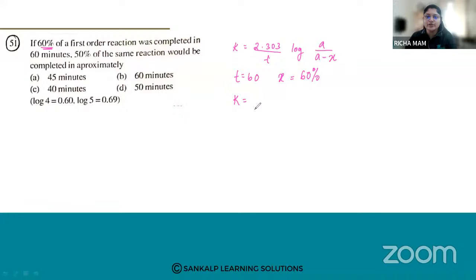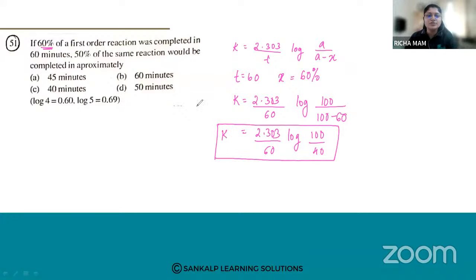So K = 2.303/t, t is 60, log of a/(a - x). Here a is 100 and a - x is 100 minus 60. We'll go stepwise. So this will be K = 2.303/60 log of 100/40. Now you solve this. This is for the case where 60% of the first order reaction was completed in 60 minutes.